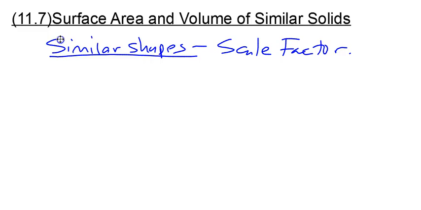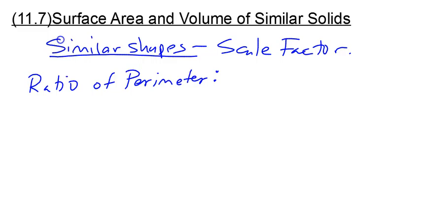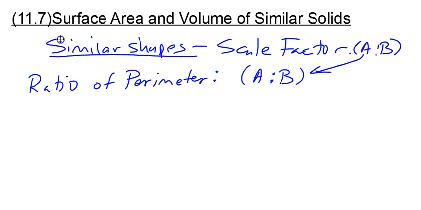For similar shapes, we have a scale factor. Scale factor is for length. Let me start over with the ratio of the perimeters. Perimeter is about length as well, so shouldn't that just be the same thing as my scale factor? I'm going to call my scale factor A to B. If my scale factor is A to B, then the ratio of my perimeters is A to B.